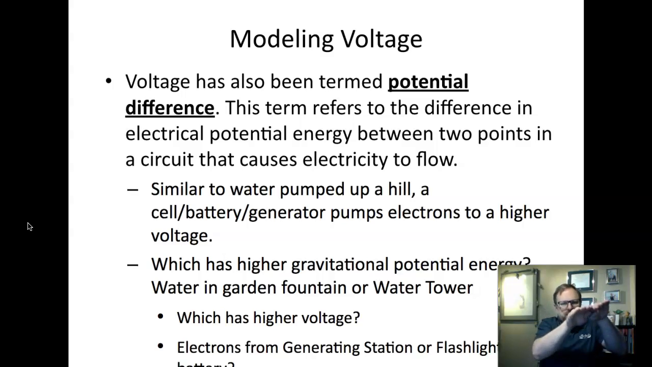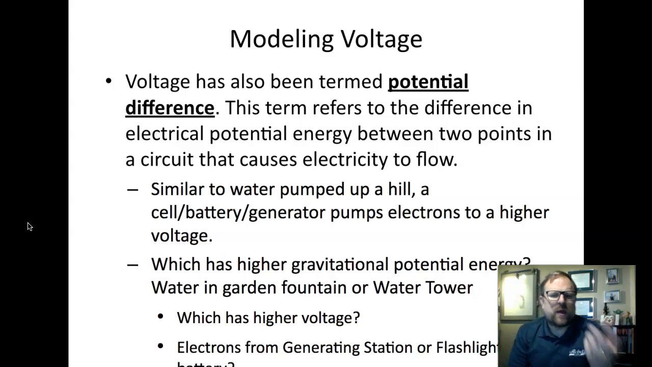So if we had just a nice lazy stream with water flowing down that lazy stream, we would say that it has a low voltage at that point because the angle is not very steep. But if you crank that angle up, the difference in pressure or height caused by cranking that stream up is going to create a great potential difference. And if the potential difference in a battery is great, that means we have a higher voltage.